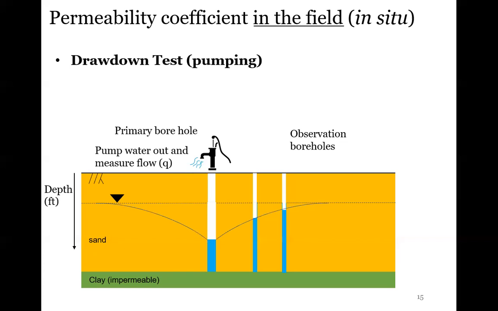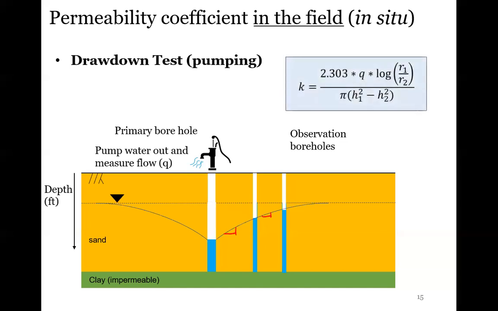And this cone of depression can be mathematically defined. Basically the slope of this cone of depression is dependent on the permeability coefficient. So I'm not going through all the derivations, but we have this equation that is then used to define this. It requires 2 observation boreholes, so our R1 and our R2, which is the radius away from the primary borehole, and then our H1 and our H2, which is the heads.